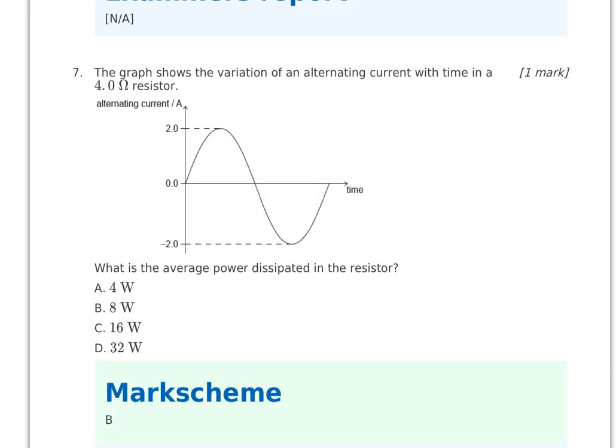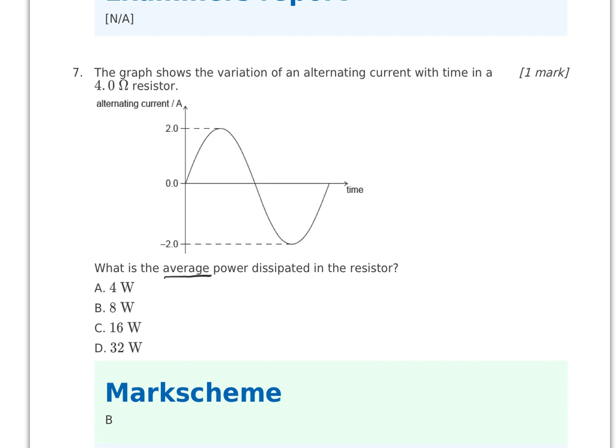Okay, number 7. So we have a sine curve for an alternating current. We have peak current is 2 amps, and it wants the average power dissipated in the resistor, and the resistor is 4 ohms. Well, again, if you take the average of the peak currents of 2 and negative 2, you get 0. And so the average 0 times 4, or 0 squared times 4 is 0, so the answer is 0. Clearly not. 0 is not an answer choice.